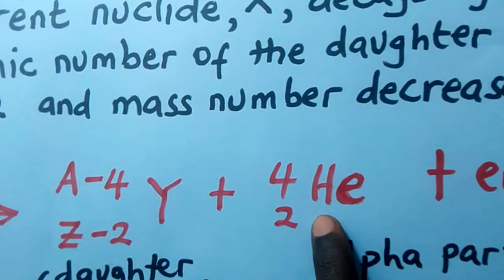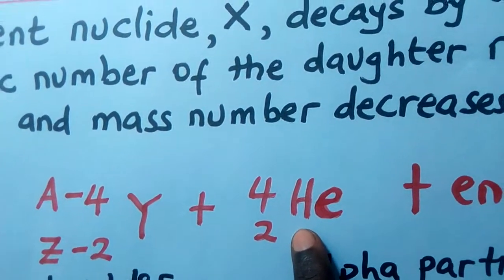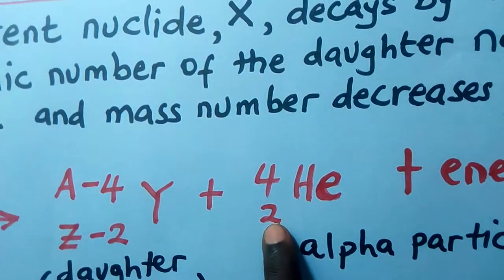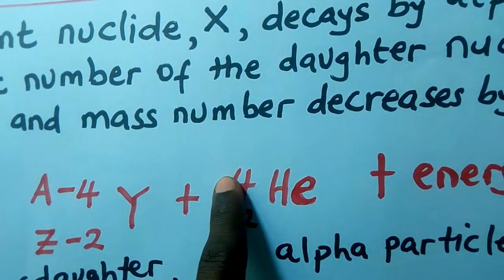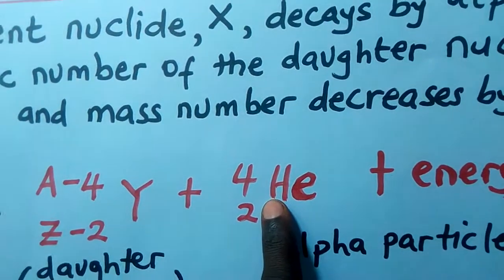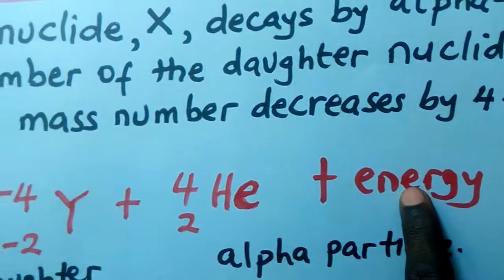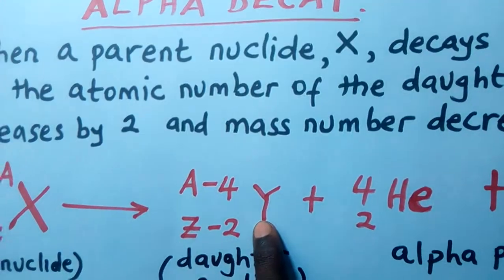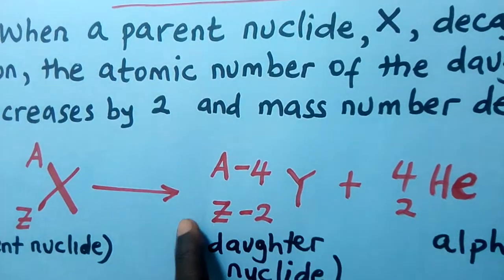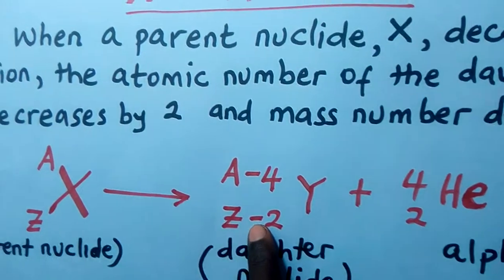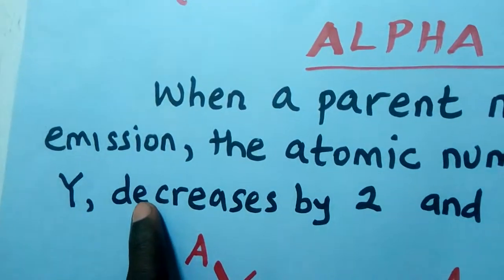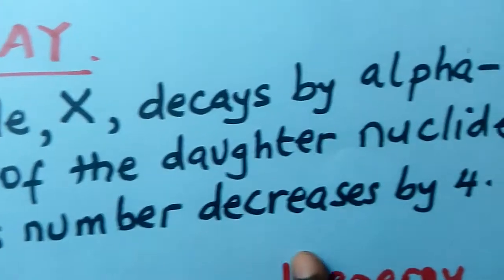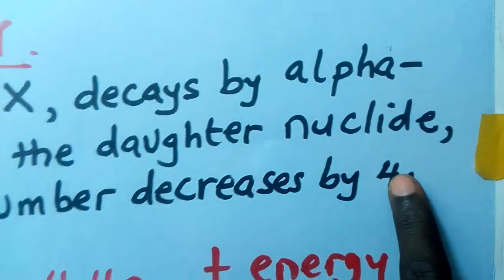Then this is an alpha particle. Remember, sometime back we said alpha particle is a helium atom with atomic number 2, mass number 4. So this is an alpha particle produced with energy. And then the daughter is Y. So if we are to balance the equation, what happens? We said the atomic number decreases by 2, and then the mass number decreases by 4.